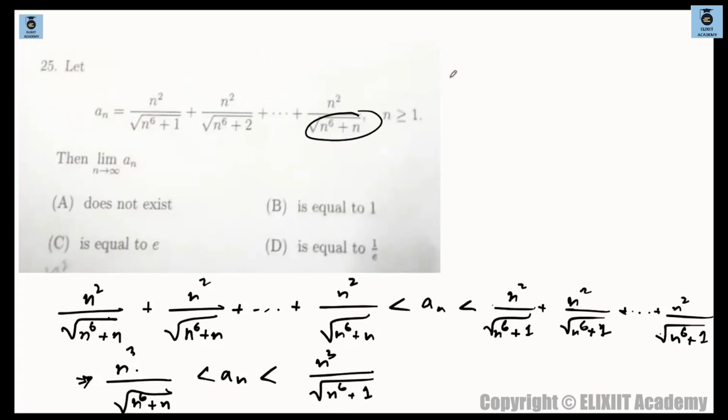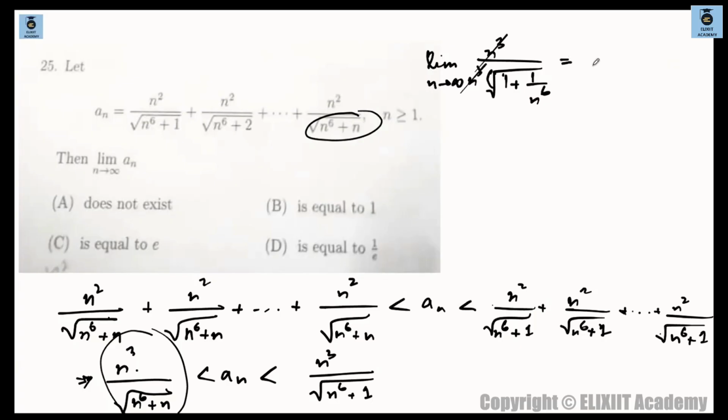So as limit n tends to infinity, we solve these individually. Okay, and then we'll simply use the sandwich rule. So limit n tends to infinity, in the denominator, you take out n to the power of 6 common from the square root. So this will become n to the power of 3. And this n to the power of 3 will come out. N to the power of 3 will cancel out. And this becomes square root of 1 plus 1 upon n to the power of 6.